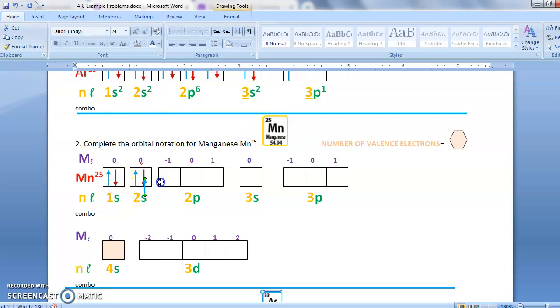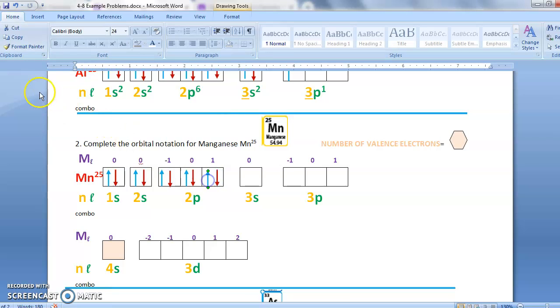I'm going to follow Hund's rule and put 1 in each of the orbitals first before I double them up. I'm also going to follow Hund's rule by making sure that all the arrows are going the same way, indicating the electrons have the same spin. Now, Hund's rule will allow me to pair them up. By having one arrow up and one arrow down, I am following the Pauli exclusion principle, which says no two electrons in the atom can have the same set of quantum numbers.